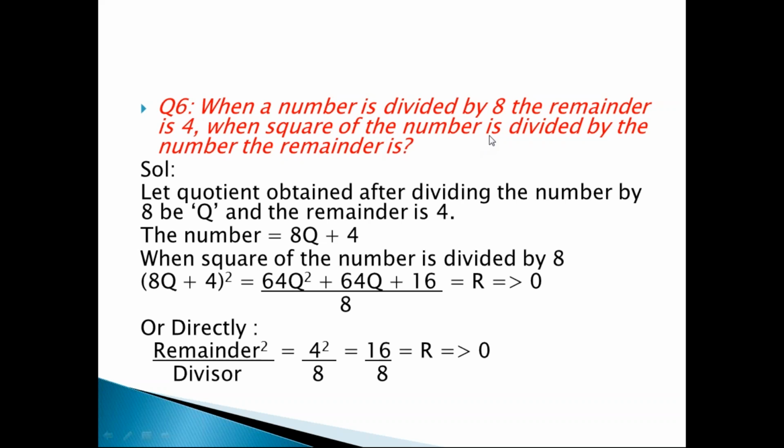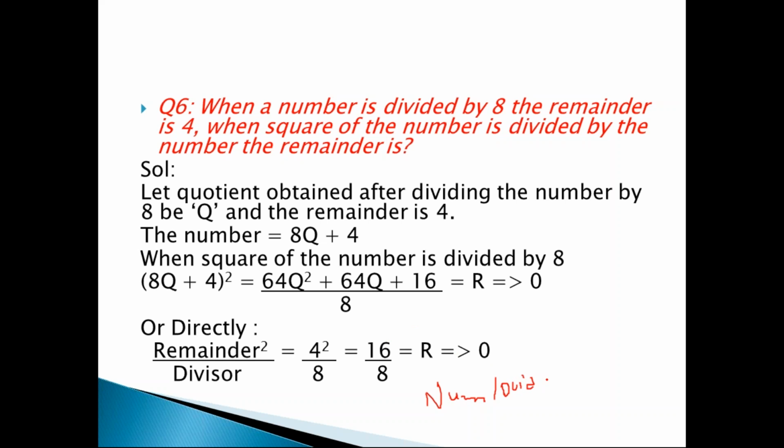Then, when a number is divided by 8, the remainder is 4. When the square of the number is divided by 8, the remainder is? And here, let the quotient obtained after dividing the number by 8 be q, and the remainder is 4. According to the divisibility rule, what is a number? Generally, whatever the number that is divided by the divisor is called the dividend.